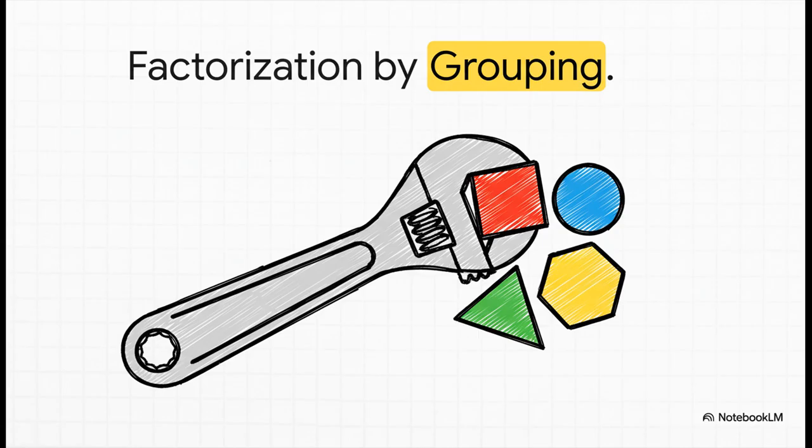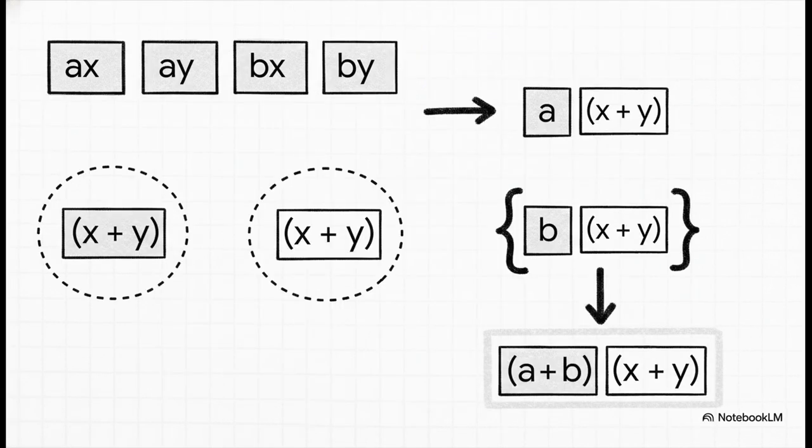Okay, next tool for the kit. This is our adjustable wrench, factorization by grouping. Now, this one's a little more specialized. It's not for every job. It's for that very specific moment when you're looking at an expression and it has exactly 4 parts, or 4 terms. And the way it works is actually pretty cool. You just group the first 2 terms together and pull out whatever they have in common. Here, it's a. Then you do the exact same thing for the last 2 terms, pulling out the b. And then, like magic, you suddenly see a new common factor pop up, that x plus y. You just pull that out to the front and you're left with the final answer.